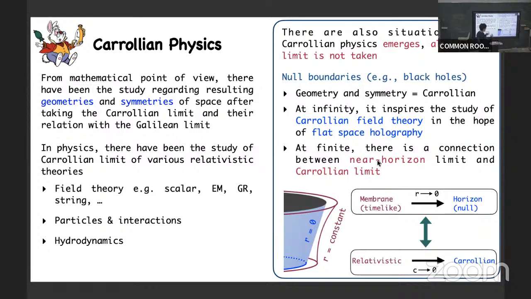But at finite distance, at the black hole horizon, there is also a connection between the near-horizon limit and the Carrollian limit. So imagine you look at the black hole from the outside, and your distance from the black hole horizon is r, right? And if you move closer to this horizon, so r goes to zero, there is an argument that this r to zero limit is in fact analogous to this Carrollian limit, going from the relativistic theory to the Carrollian theory. And the dynamics of the black hole is in fact described by the dynamics of a Carrollian fluid. And this last point is what my work is focused on.